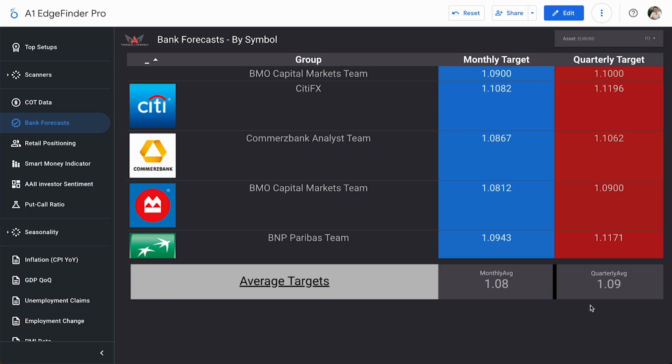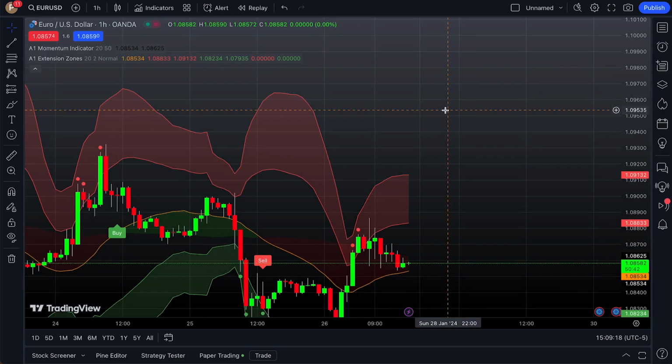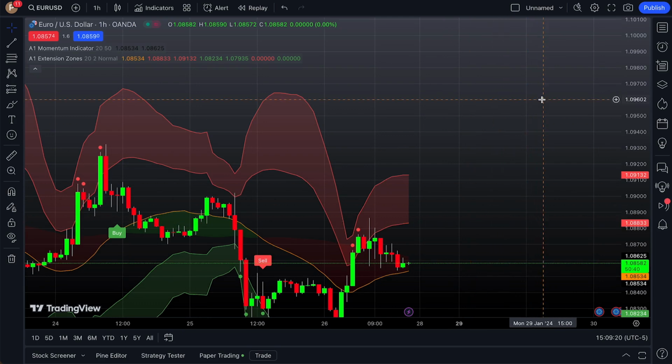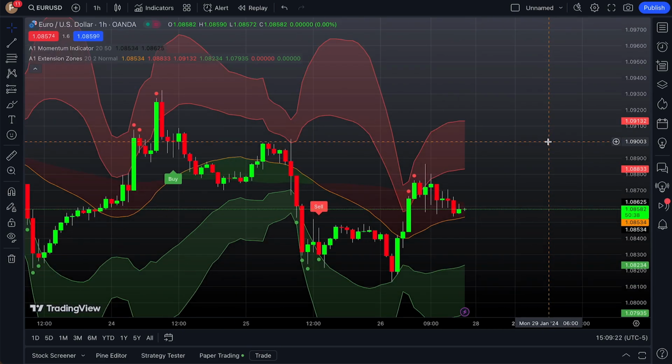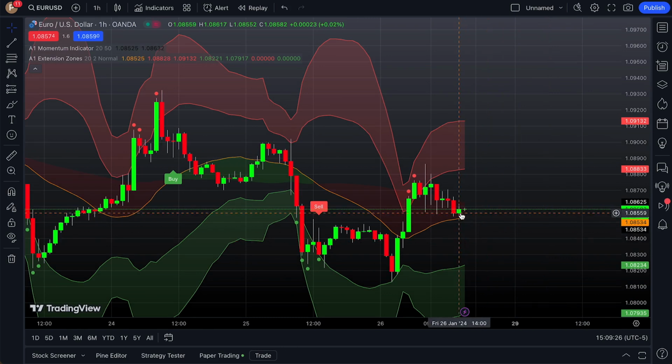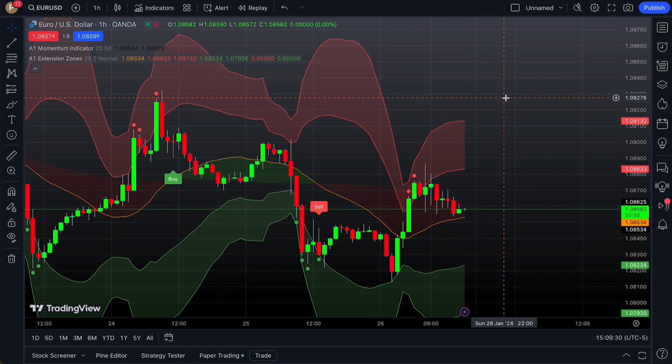One way is, well, they predict that over the next 3 months, Euro USD is going to move up into the 1.09 range. So we could just look for short-term entries when it looks like price is breaking out and heading towards 1.09.